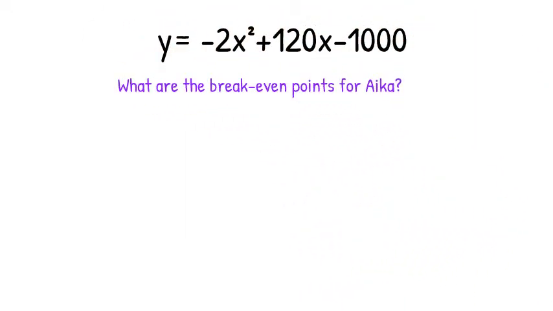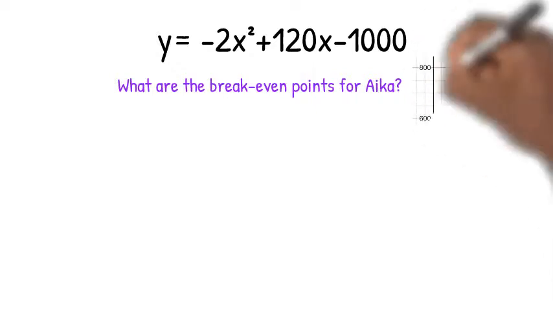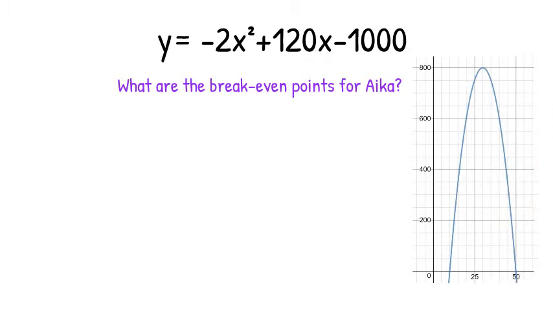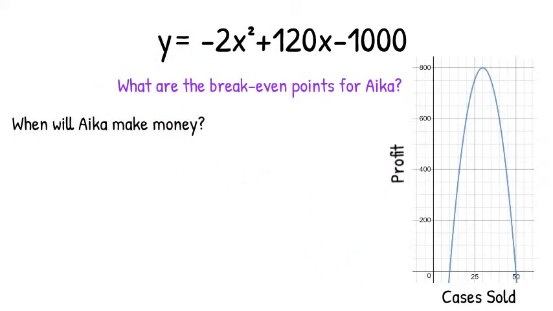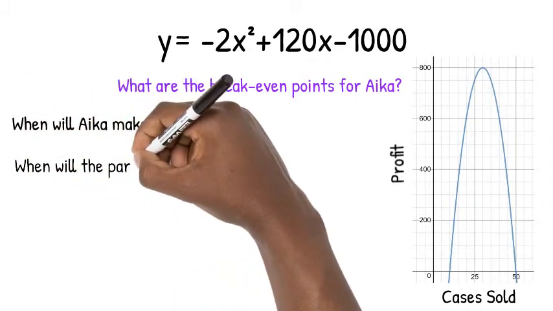So for the first question, we're asked, what are the break-even points for Ica? If we're to envision this parabola, we need to think about the x and y-axis. We know that x represents the number of cases sold and y, the amount of profits made. So the break-even points are for when Ica will make money. We've got to think about this in the context. She's got to buy her supplies to personalize those phone cases, so she's got to make enough money to cover her costs. If we think about it in terms of the graph, when will the parabola cross the x-axis?